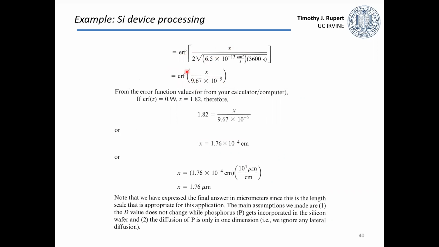And again, I have this term right here. What I want to do is, again, find when that error function of z is equal to 0.99. I'll do it the same way I did in the last problem, so I'm just going to jump past that. So the z is going to be 1.82. And what we'll do is set that equal to what's inside these parentheses right here, okay? And solve for x. We find that x is 1.76 times 10 to the minus 4 centimeters. That would be a reasonable answer.